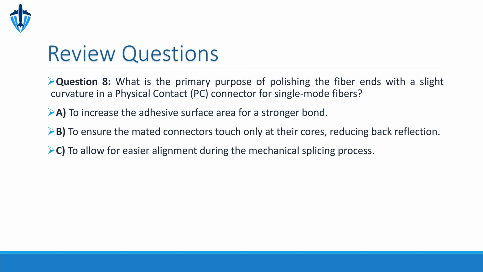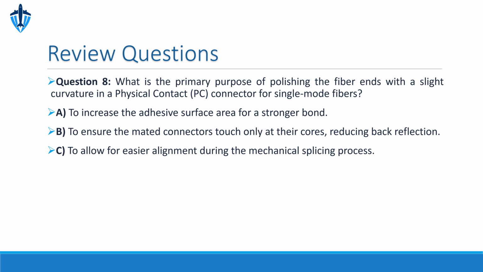Question 8. What is the primary purpose of polishing the fiber ends with a slight curvature in a PC connector for single-mode fibers? A. To increase the adhesive surface area for a stronger bond. B. To ensure the mated connectors touch only at their cores, reducing back reflection. C. To allow for easier alignment during the mechanical splicing process.